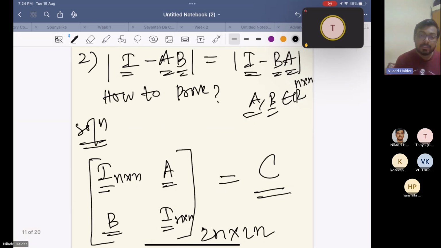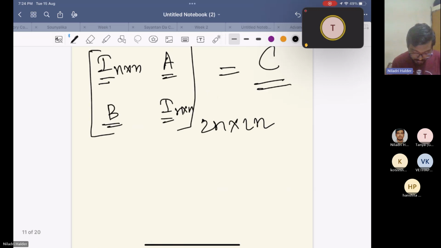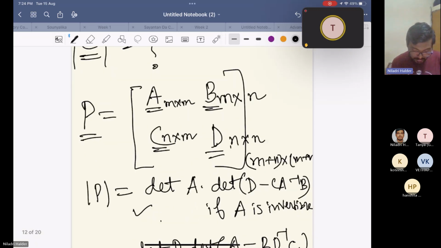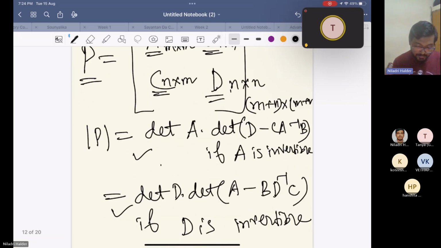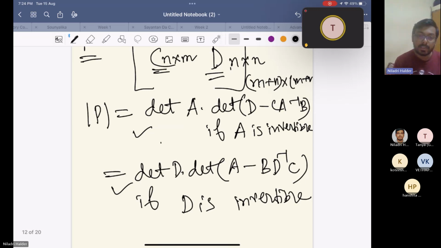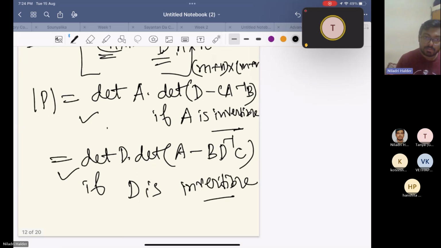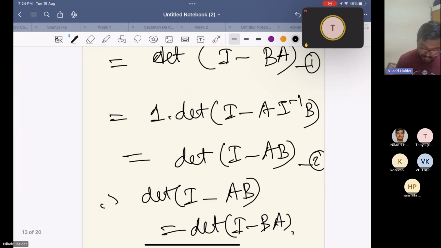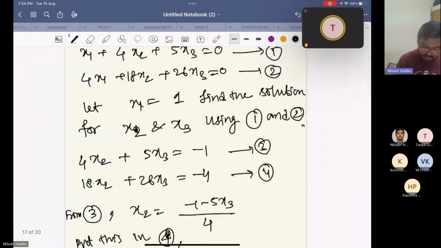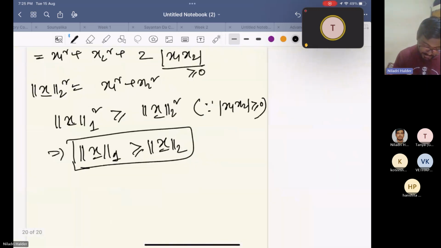Then the second problem: I have shown that the determinant of I minus AB can be taken as the same as the determinant of I minus BA, which is proved by using the matrix determinant lemma or theorem. Actually, I didn't prove this theorem, I have only used it. So I can show one way of proving it here.